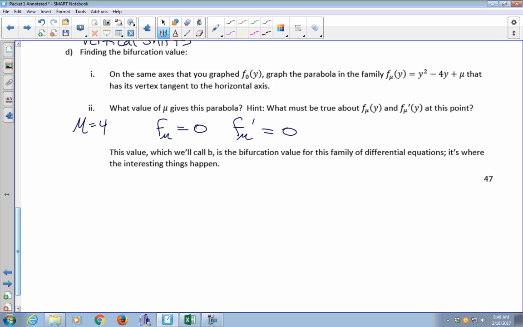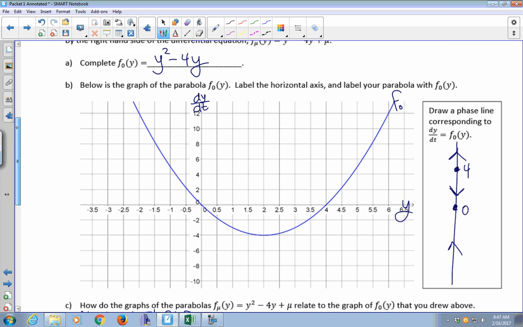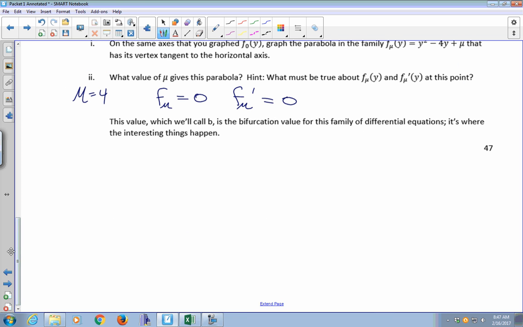Solve those two equations simultaneously, by substitution, elimination, whatever, because you're going to have two variables, y and mu. I'm just going to work through it real quick so that we can see it done out. y squared minus 4y.